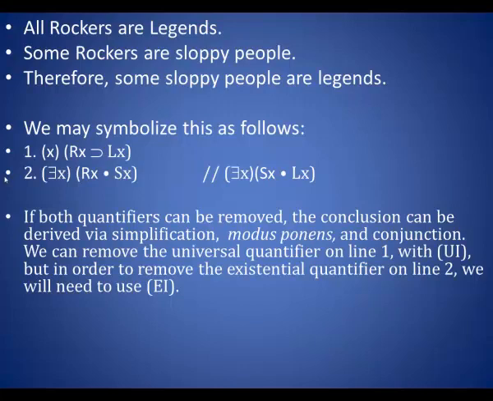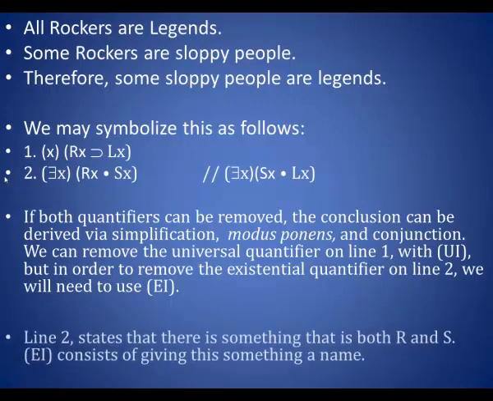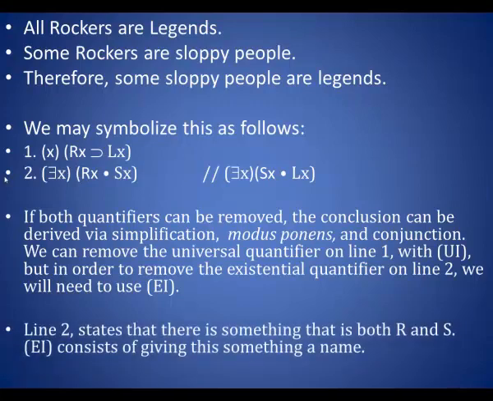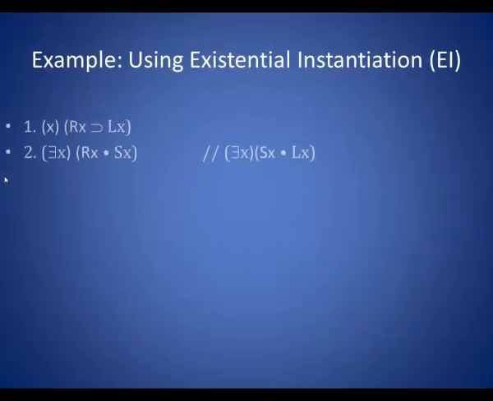So first thing I have to do is I'm going to have to UI and EI in order to use my rules of implication. Once I do that, then via simplification, modus ponens, and conjunction, we'll be able to get there. So we'll remove the universal quantifier on line 1 with UI, but in order to remove the existential quantifier on line 2, we're going to need to use our new rule, EI. Now line 2 states that there's something that is both R and S, and EI consists of giving this something a name. So let's take a look at it.